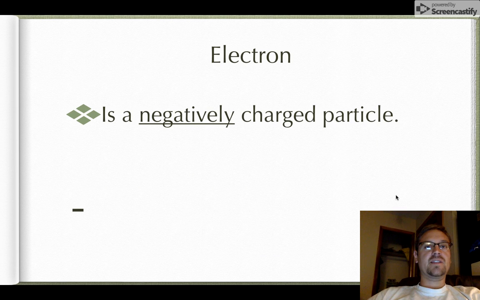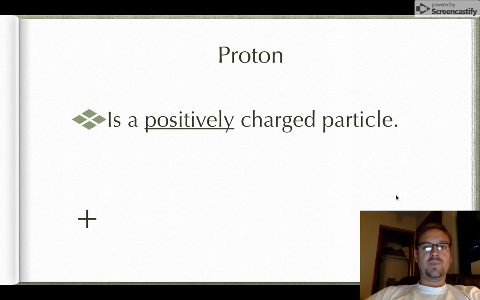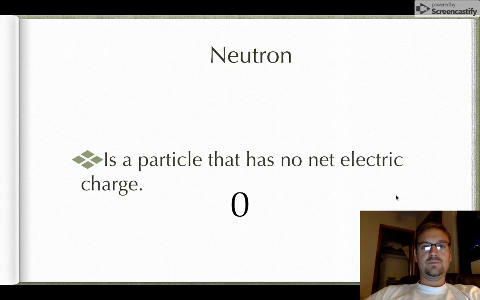An electron, again, is a negatively charged particle. A proton is a positively charged particle. And a neutron has no net electric charge.